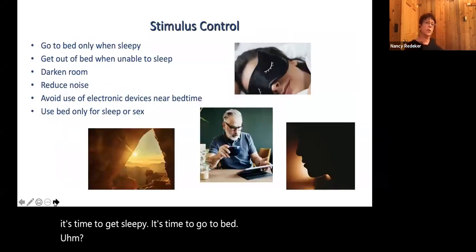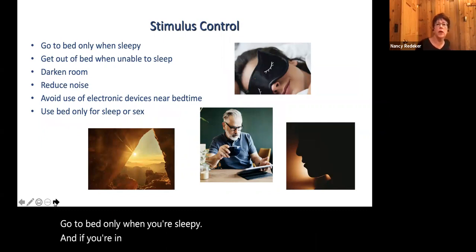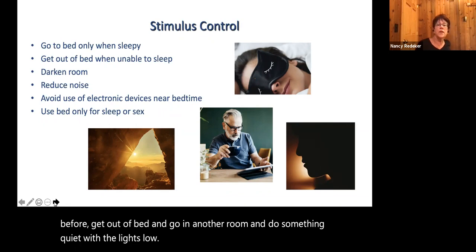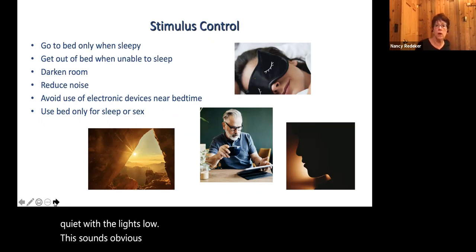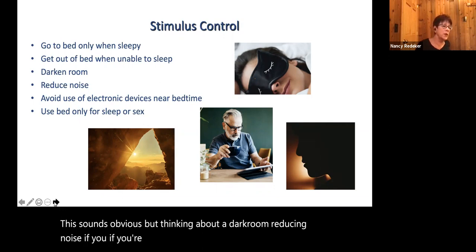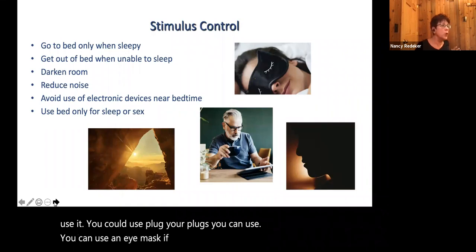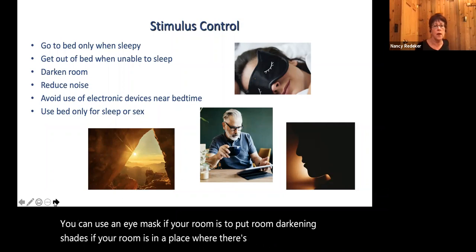Go to bed only when you're sleepy. And if you're in bed and you're tossing and turning, I said before, get out of bed and go in another room and do something quiet with the lights low. This sounds obvious, but think about a dark room, reducing noise. If you live in a noisy place, you could use earplugs. You can use an eye mask if your room is too bright. Put up room darkening shades if your room is in a place where there's a street light coming into the house.